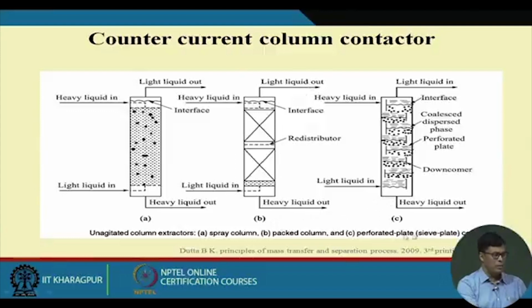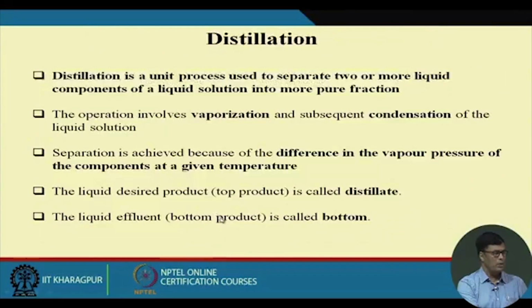Now, another thing we have is what we call the perforated plate, the sieve plate column. You can see that some kind of sieving plates are there, the liquid is going like this, it crosses like this, and the heavy liquid comes. This is also how we can separate the light liquid and the heavier liquid. This is called the counter current column contactor.